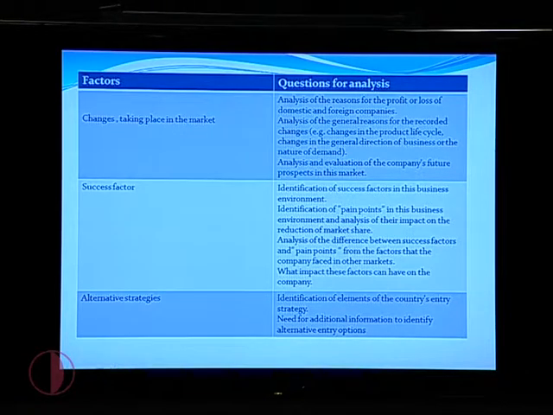We should think about success factors. What does it mean? We should identify success factors in this business environment. We need identification of pain points in this business environment and analysis of their impact on the reduction of market share, and like this. And after it, we should choose alternative strategies, identification of elements of the country's entry strategy, and the need for additional information to identify alternative entry options.